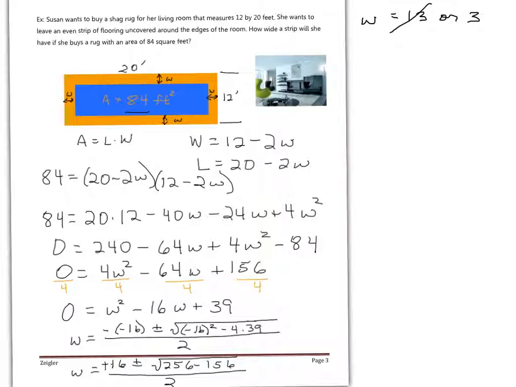So the question asked us what was the width of the floor showing between the carpet and the wall, and the answer is that the width is 3 feet.